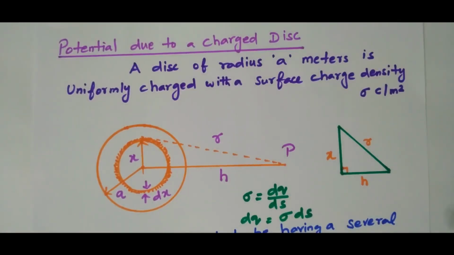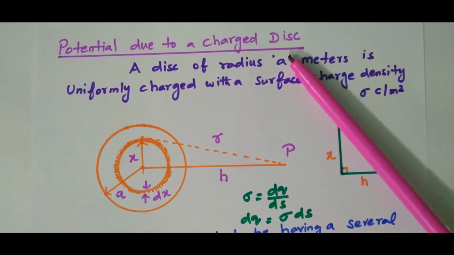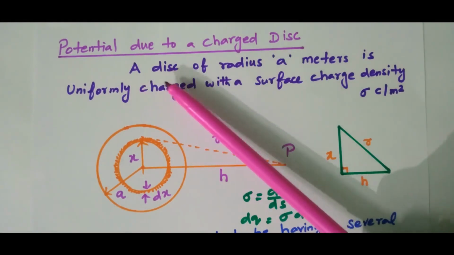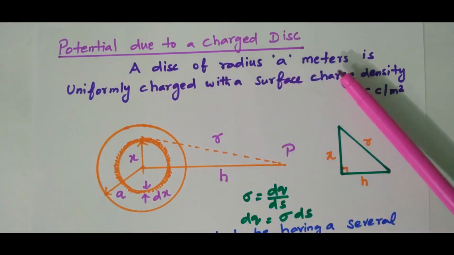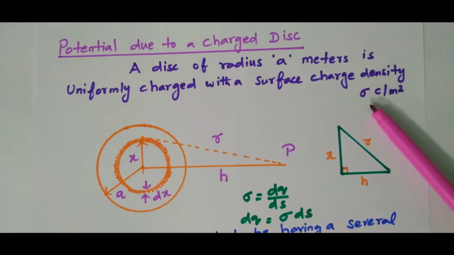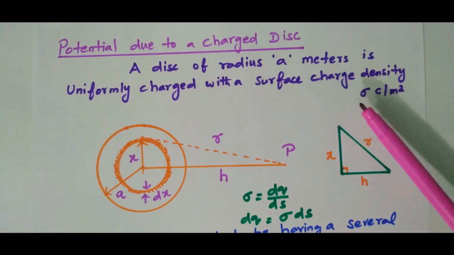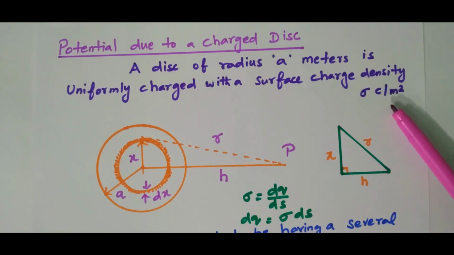Welcome viewers. In this video, we'll see the potential due to a charged disk and a charged ring. First, we'll see the potential due to the charged disk. We have a disk of radius A meter that is uniformly charged with a surface charge density of sigma coulomb per meter square. This charged disk is like a compact disk, a CD. Over the entire surface the charges are available, so we use the surface charge density sigma coulomb per meter square.